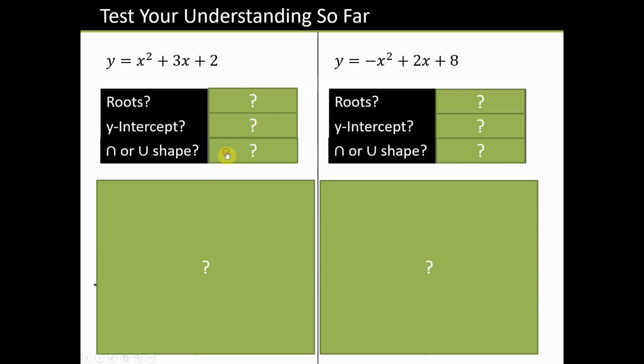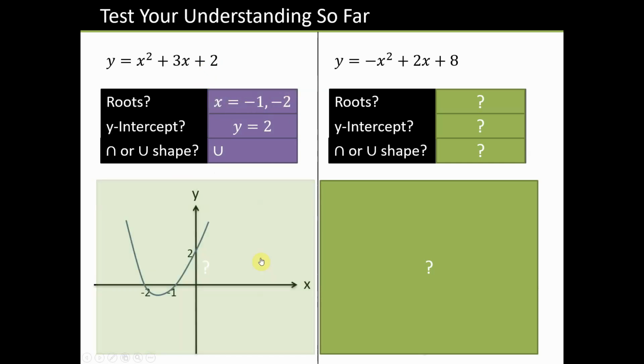Okay, so this first one, we've got a U-shape with a y-intercept of plus 2, because it's just the 2 on the end here. And the roots, well, when we factorise it, we could get x plus 1, x plus 2. So our roots will be minus 1 and minus 2, and it's going to look something like this.